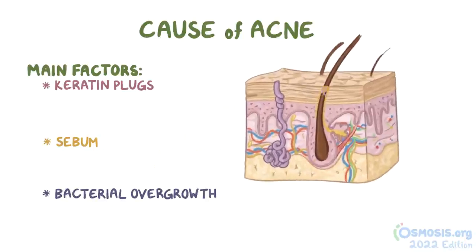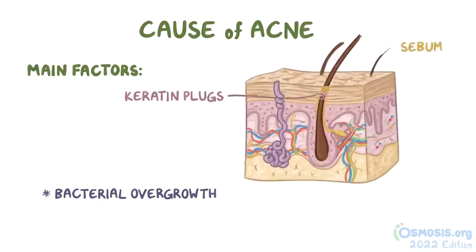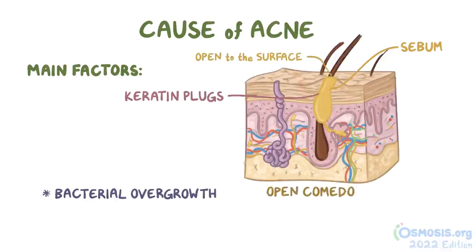Now, when there's an excess in keratin plugs or sebum, or both, it can start to fill up a hair follicle, but not quite plug it up all the way. If the hair follicle is still open to the surface of the skin, it's called an open comedo, and it looks black, so it's also called a blackhead. Blackheads look black because melanin in the keratin plug ends up getting oxidized when it's exposed to air and becomes dark in color.